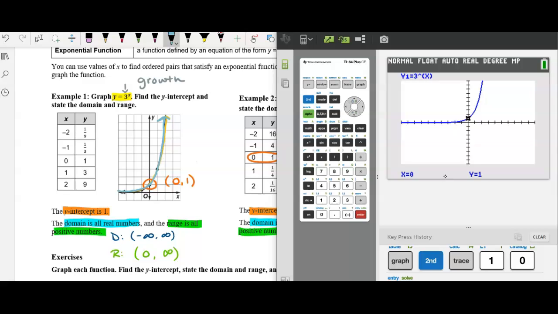In the parent function, it starts at 0 and goes off to infinity. So in this function, it's all positive y values. There's no x value you can sub into this function and get a negative y value. Therefore, the range, all the y values, all the outputs in this function go from 0 to infinity.